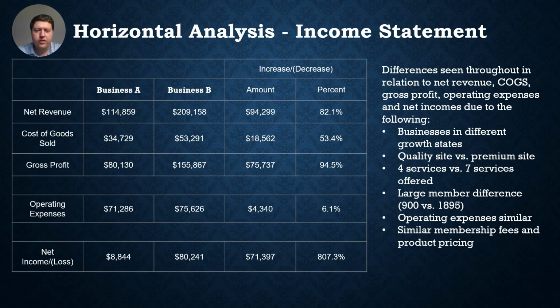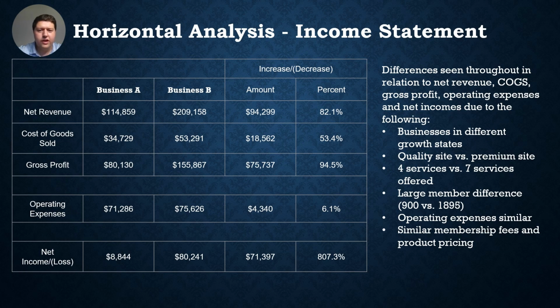So for the horizontal analysis, there are differences seen throughout in relation to net revenue, cost of goods sold, gross profit, operating expenses, and net income, all due to the key differences discussed on the previous slide. To go into further detail, Business B's capacity was much larger than Business A's, leading to more gym memberships being sold and more inventory being turned over. This led to a large difference in net revenue indicated by the percent increase from Business A to B.